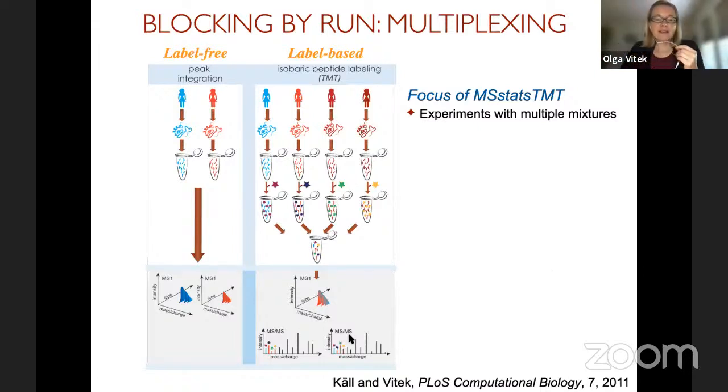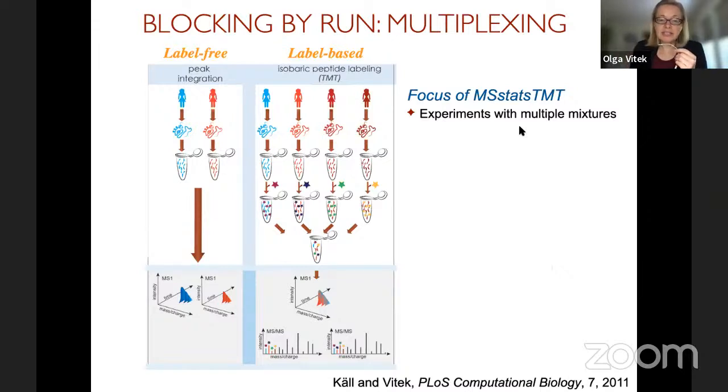Traditionally, multiplexing has been used, especially if we have enough reporter ions. These days, we can have quite a few, I think 14 or even 18, so that the entire experiment can be done in one mass spectrometry run. Then we don't need to worry about these issues. MSstatsTMT can do that, but really the strength of MSstatsTMT is working with experiments where we have more replicates or more conditions than what can fit into one multiplex. So we really focus on experiments with multiple mixtures.